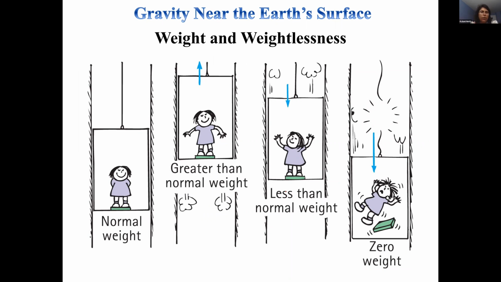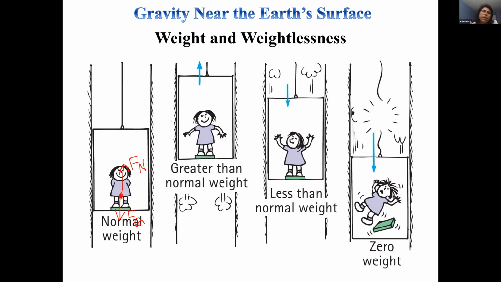Okay, so now let's say you bring a balance into the elevator. You're going to stand on that. You're going to measure your weight on the balance. So now when the elevator is at rest, you have force of gravity equal to normal force. That means the scale reads exactly the same weight as you have in real life outside the elevator, right?